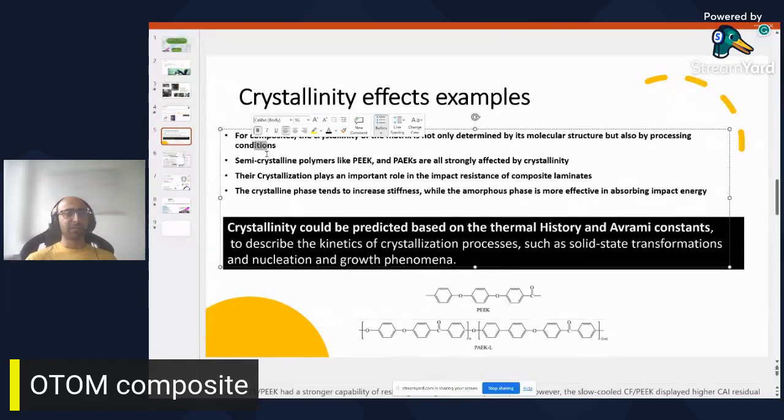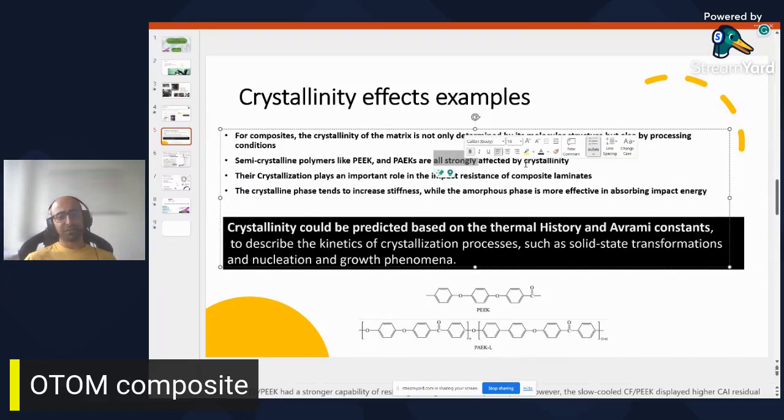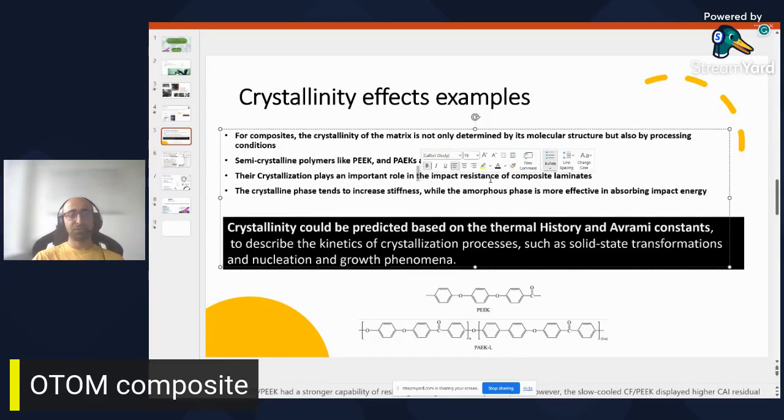And for semi-crystalline materials like PEEK and PAEK, which are widely used in aerospace structures, crystallinity affects properties very much. And we could say that it is an important factor for the impact resistance of those materials.